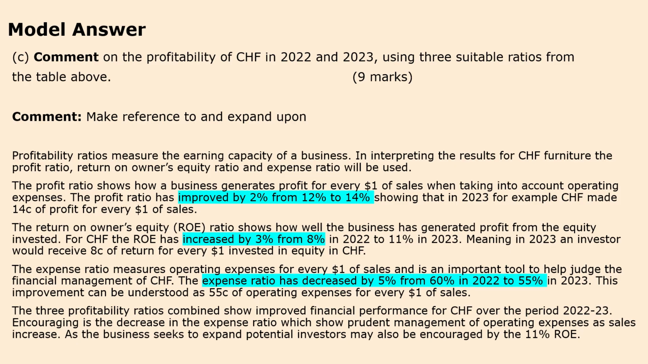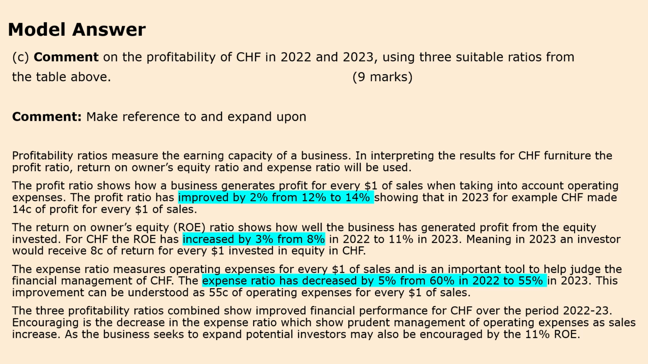So in the meaning of the term interpretation, according to the syllabus and the way the examiner and the market determine it, you do have to show what has actually happened to the ratio over time. And in this case, you can see highlighted in blue there that the ratio has improved by 2% from 12 to 14%. And I also think that it's a great thing to do to write that out in words. And you can see that as the last part of the sentence there. So in 2023, for example, CHF, the business, had 14 cents of profit for every $1 of sales.